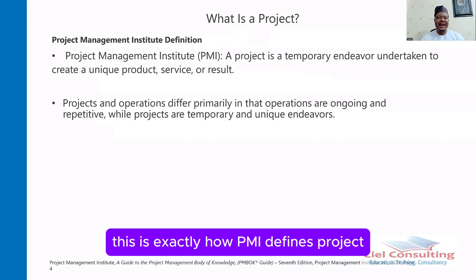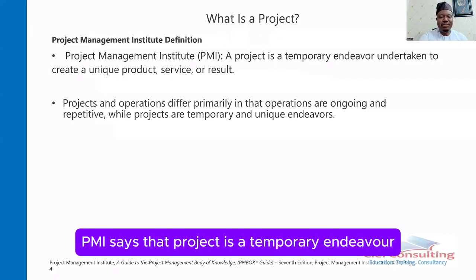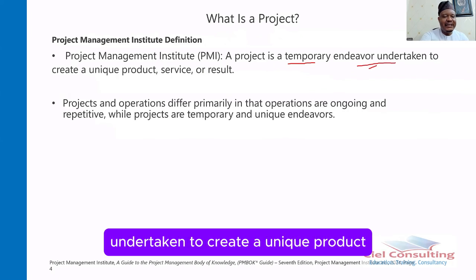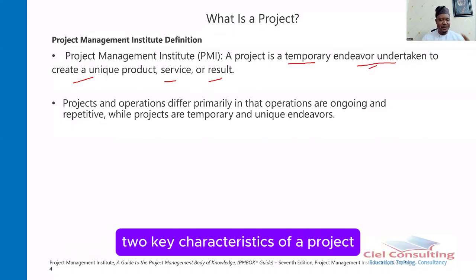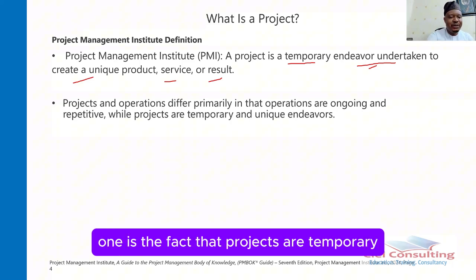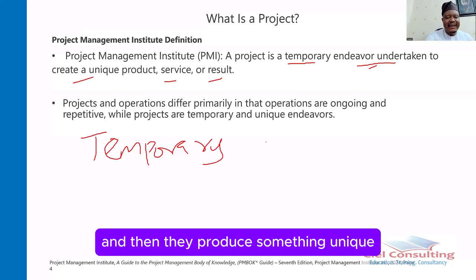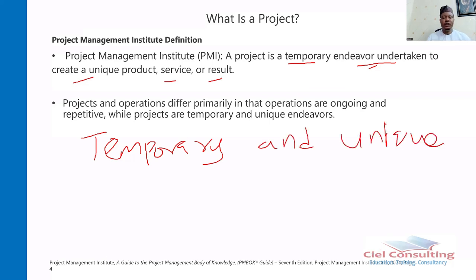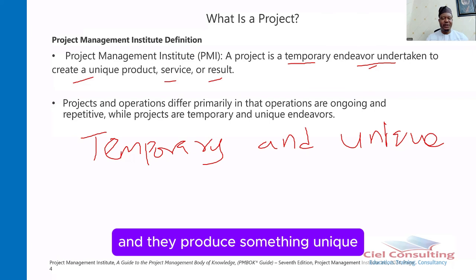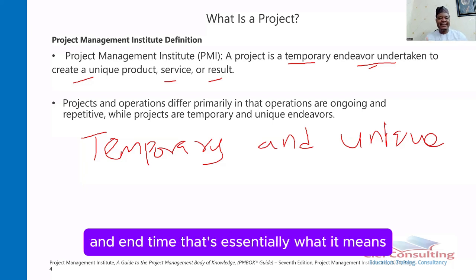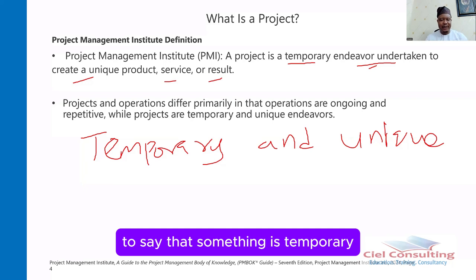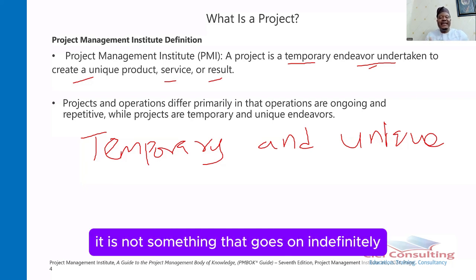This is exactly how PMI defines a project. PMI says that a project is a temporary endeavor undertaken to create a unique product, service, or result. This definition highlights two key characteristics of a project: projects are temporary, and they produce something unique. When we say something is temporary, we're simply saying that it has a defined start and end time. In essence, it is not something that goes on indefinitely.